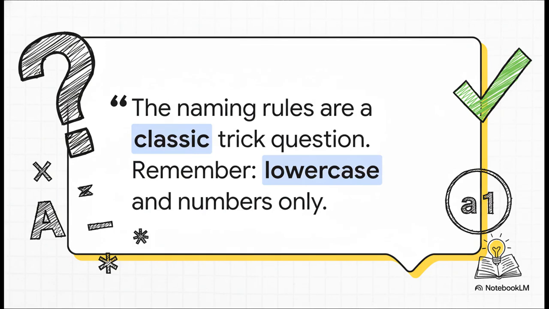So here's your very first exam alert. This naming rule thing is a classic trick question. They'll give you 4 choices, and I guarantee 3 of them will break these rules. So if you spot an answer with an uppercase letter or a dash or any special character, you know right away it's wrong. It's an easy point.